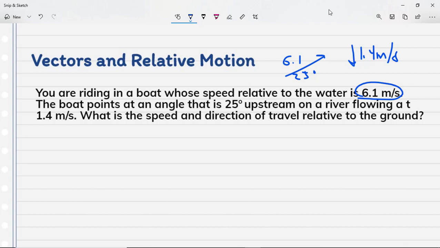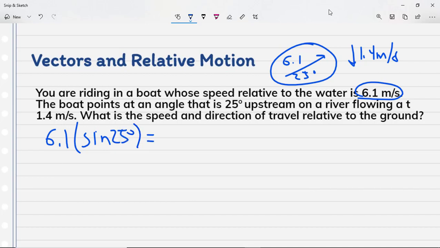So the really important part is to get out of this, the 6.1 at a 25 degree angle, the x and y vectors. Because if we can get those, then we can take into account the 1.4 meters per second going the opposite direction and figure out what's going on. Remember that we can use sine, cosine, and tangent to figure that out. So we can take 6.1 times sine 25 degrees. That's going to give us our y.